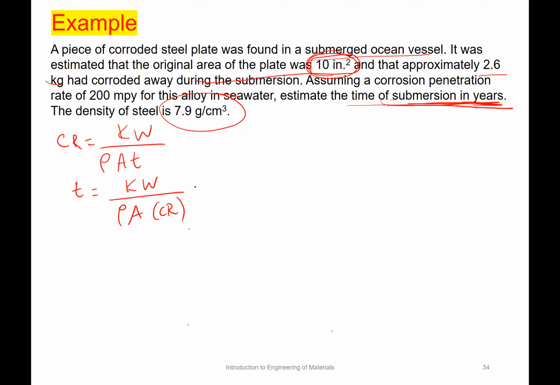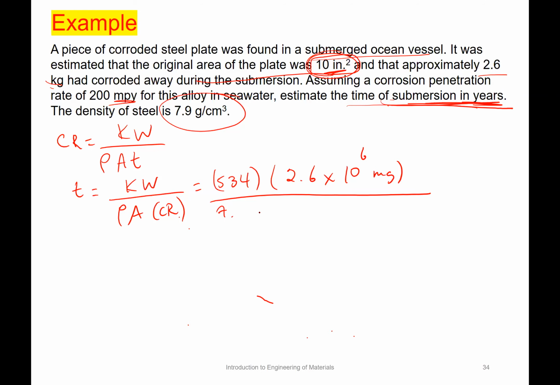And so then, because here it's inches and also mils per year, we know that K is 534. If we were given millimeters per year, we would use the 87.6 number. So we have 534 times, before I mentioned that this needs to be in milligrams, so we need to convert the kilograms to milligrams. And then the density is 7.9 grams per cubic centimeter.